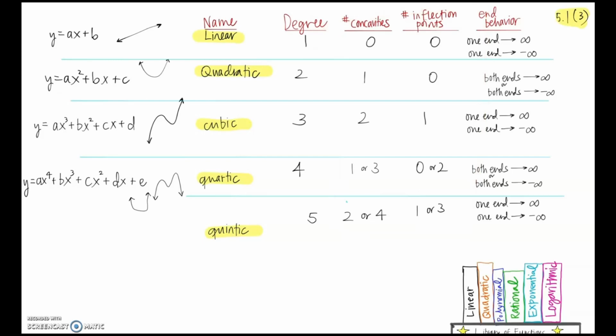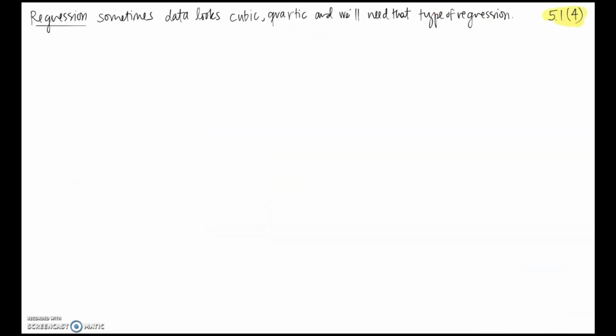The last thing we need to talk about is the idea of regression with these higher order polynomials. Just as we were able to do linear regression and quadratic regression, sometimes we'll get data that looks cubic, or maybe there are tons of different concavities and we need a quartic or a quintic function to model the data that we have. So regression with these higher order polynomials comes about because sometimes we have data that looks cubic or maybe quartic. It doesn't look linear, definitely doesn't look quadratic, but maybe follows the pattern of one of these polynomials, and we'll need that type of regression.